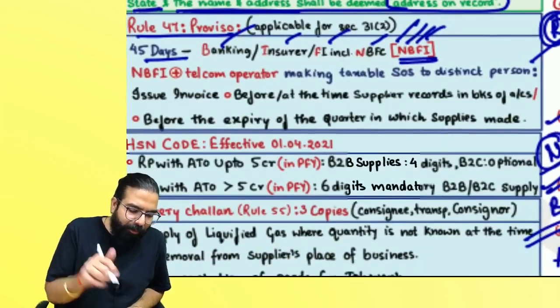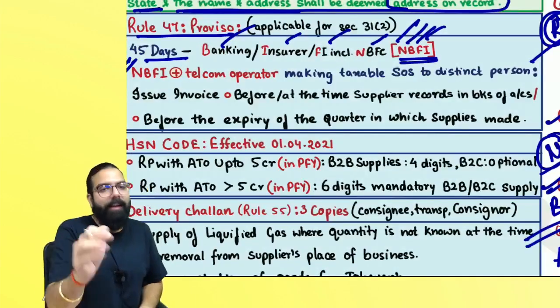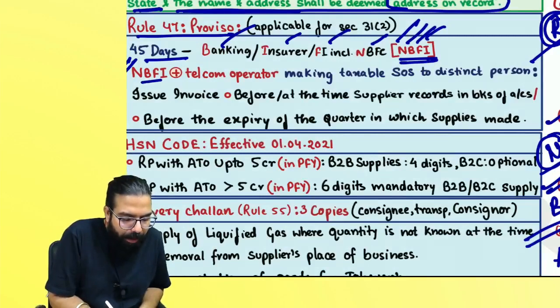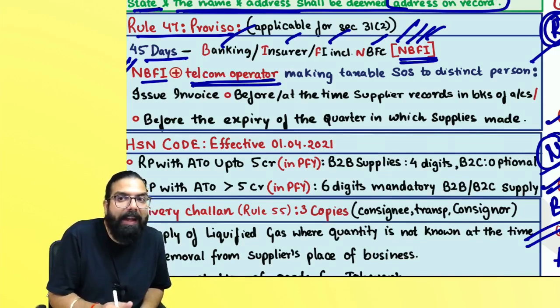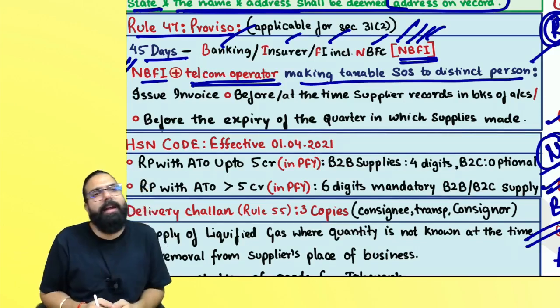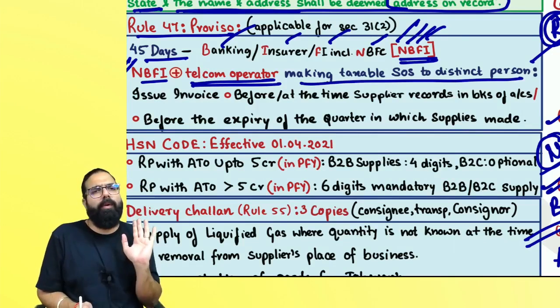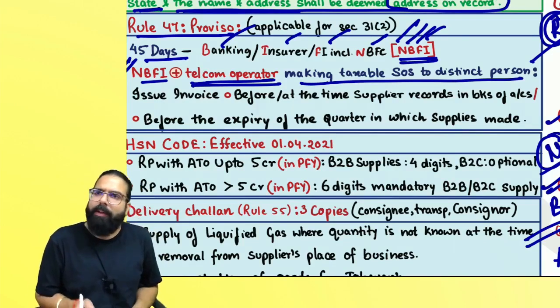On the left hand side, if you see over here, I have told you about NBFIT: non-banking financial company, banking company, financial institution and insurance company, plus telecom operator. When they are making taxable supply of service between distinct persons, they can issue the invoice when they account for it in their books of account, or on the last day of the quarter, they should raise the invoice.